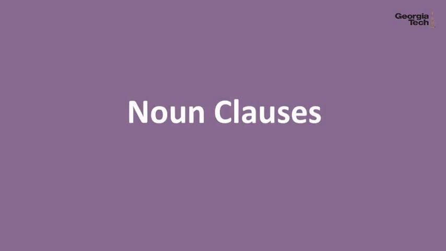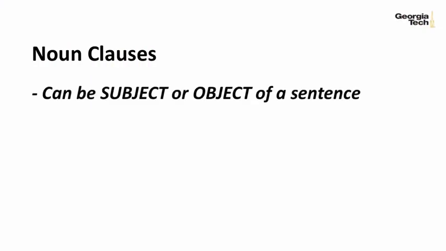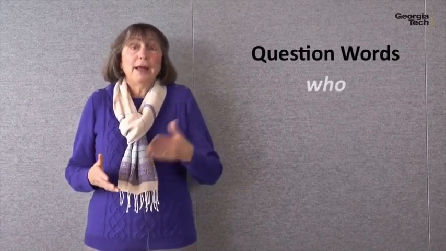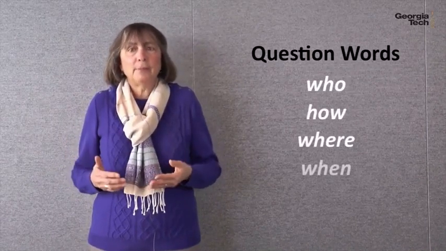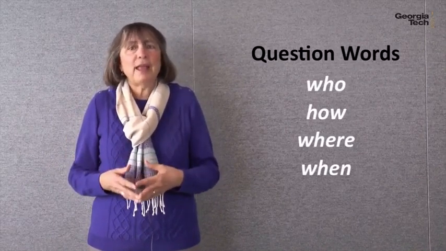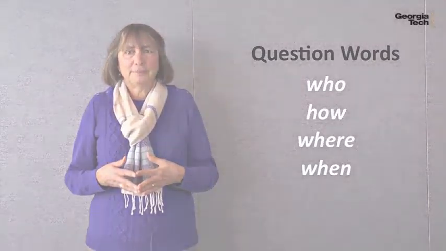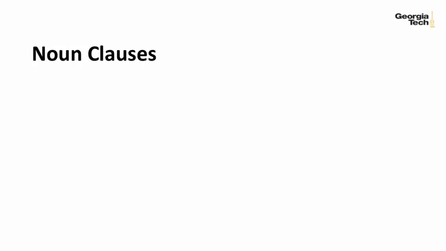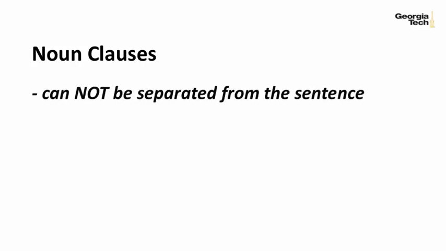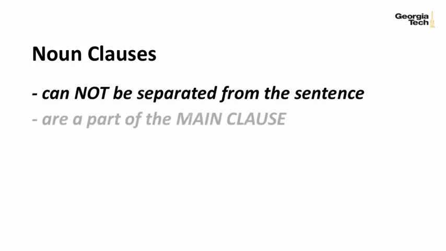Finally, let's look at the third type of dependent clause, the noun clause. Like nouns, noun clauses can be the subject or object of a sentence. Noun clauses often begin with question words like who, how, where, and when. Although they begin with some of the same words that adjective clauses begin with, they're different. Unlike adjective clauses, they cannot be separated from the sentence. In other words, they are a part of the main clause of the sentence.